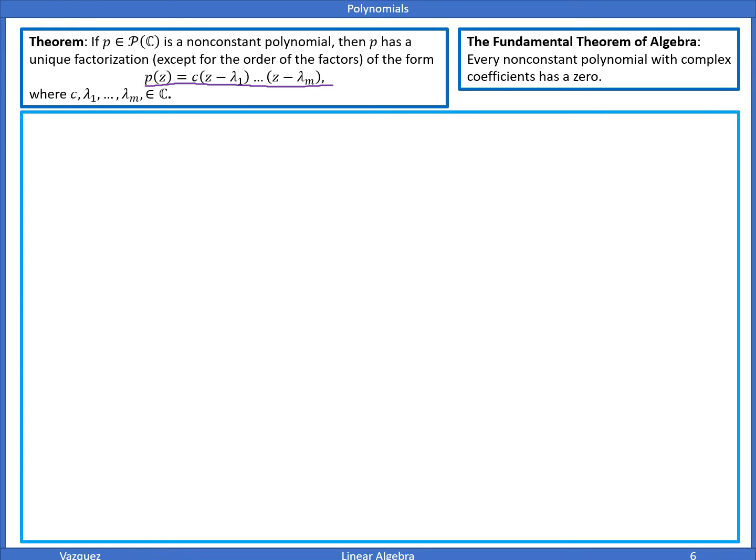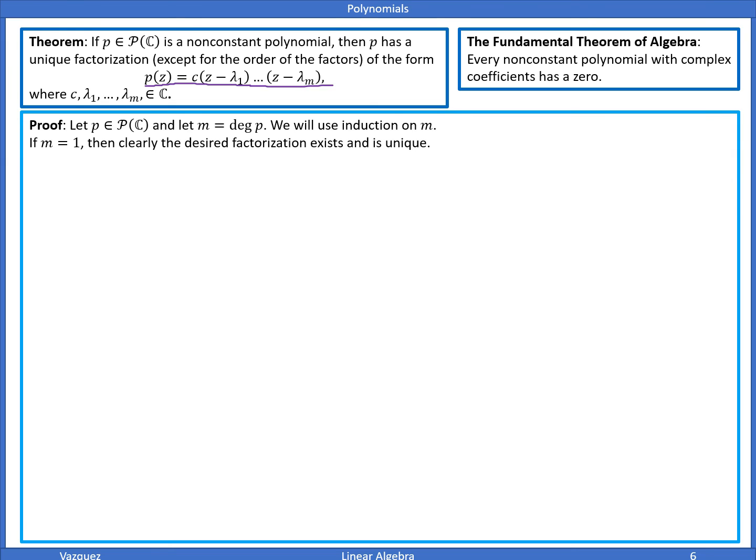So we're going to go over this theorem. Let p be a polynomial with complex coefficients, and let m be the degree of the polynomial. So we're going to use induction on m again. So first, m is equal to 1. Well, then we get a simple degree z minus lambda 1, and a desired factorization exists, and well, it's unique. So now we're going to go bigger than 1. So suppose m is greater than 1, and that the desired factorization exists and is unique for all polynomials of degree m minus 1.